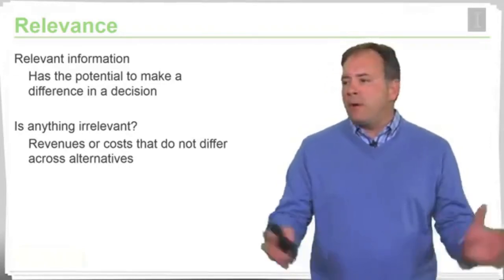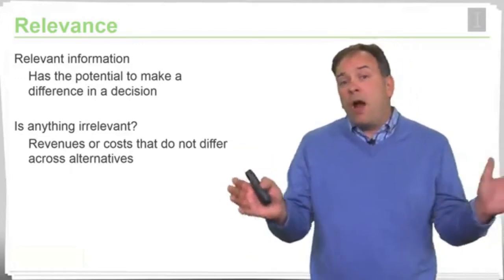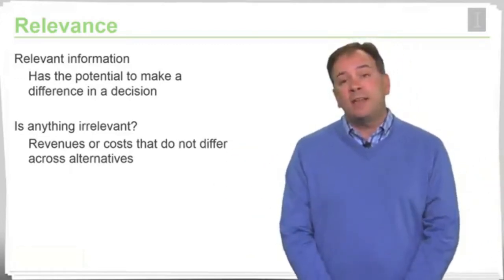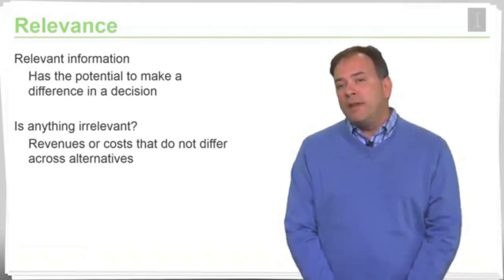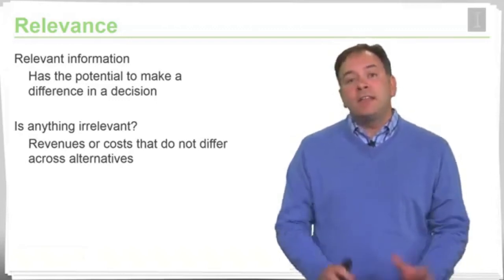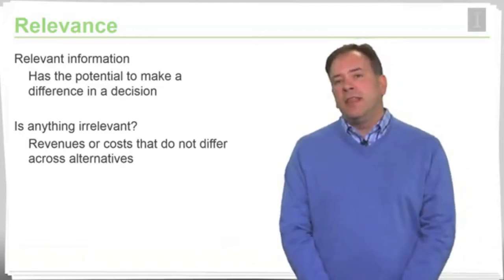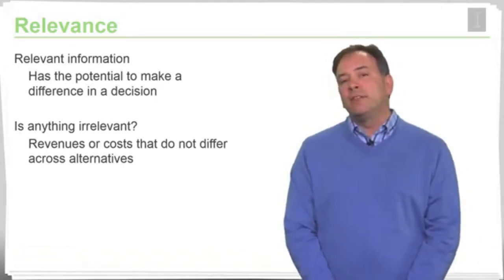The same thing would be true about benefits. If there are benefits between the two paths that are exactly the same, then those are not really relevant to the decision itself. Relevant information would be the stuff that differs between the two alternatives. That has the potential to make a difference in a decision.